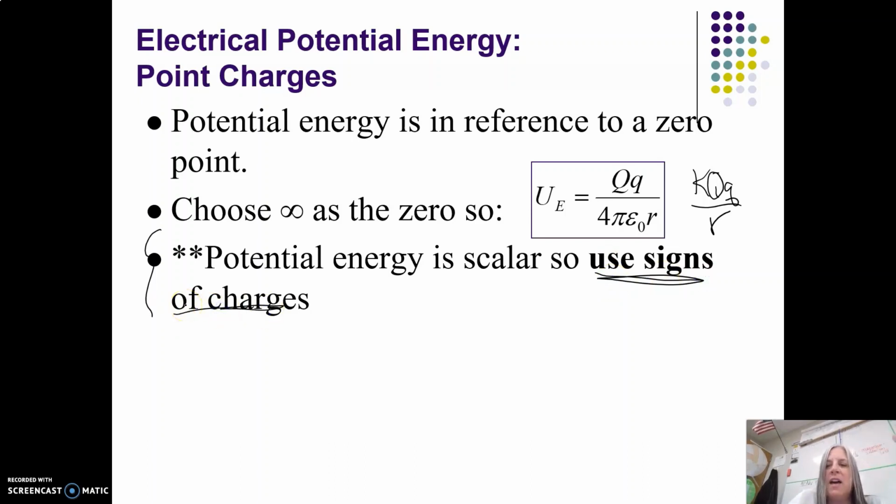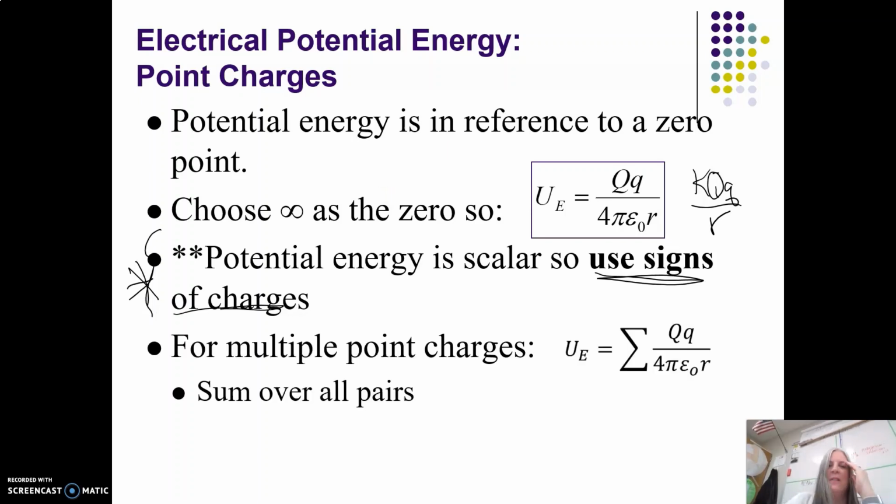So if you have a positive charge and a negative charge, then one of these Q's is going to be positive and one's going to be negative. If they're both negative, then they're both going to be negative. So this is hugely important. We use the sign of the charges when we calculate potential energy.